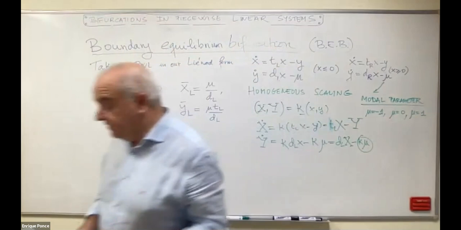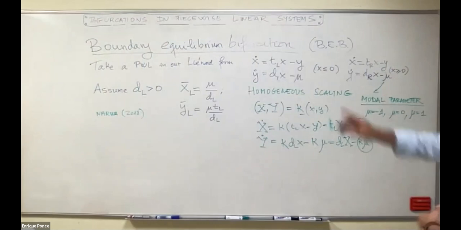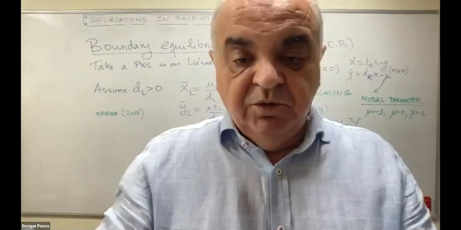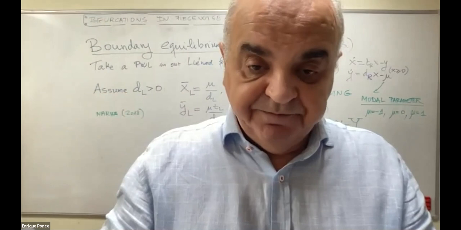Okay, I have two more videos about this boundary equilibrium bifurcation, but now with three zones, to see that with this bifurcation you can get even two limit cycles.